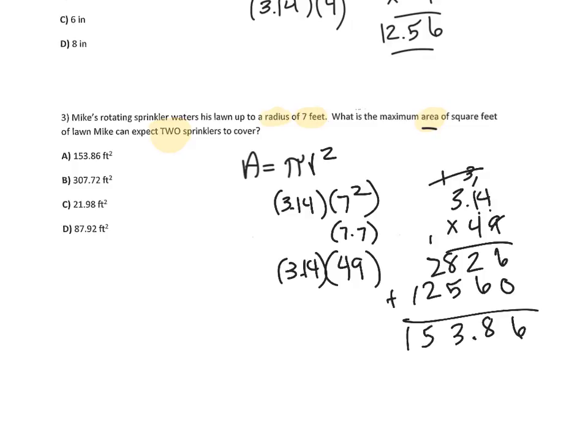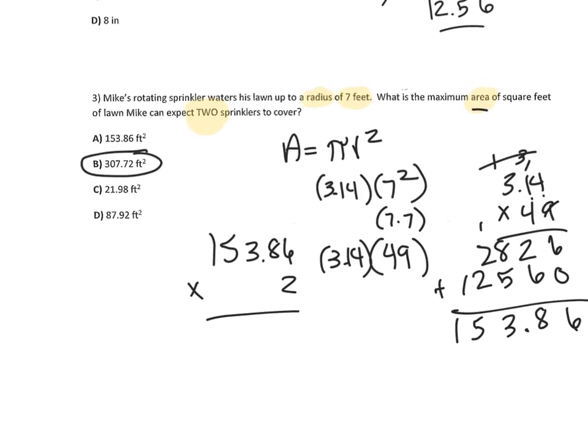Good. So we got 153.86. Now that's the area of one of our water sprinklers, right? Would you divide it by 2 or multiply it by 2? We're going to multiply by 2 because that's the area for one of the sprinklers, but he's talking about 2 sprinklers. So we're going to take that number, 153.86, and multiply it by 2, or you can add it to itself. So it'll be 307.72. But notice how they gave you that 153 because they know you're going to get to that point and say, hey, I found an answer that matches. Read carefully.